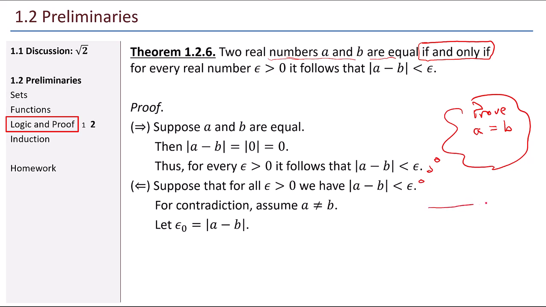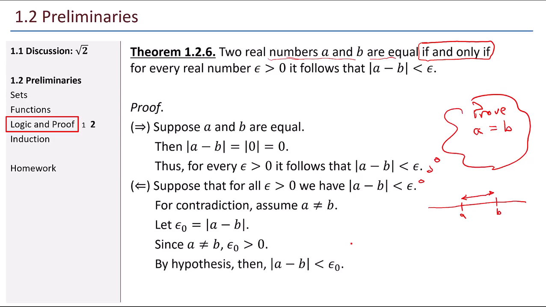So in my picture here, I have a real number line. Here's A, and there's B. And I'm assuming that they're not actually the same thing, so there really is some distance between them. That distance between A and B is my epsilon naught. Well, since A is not equal to B, epsilon naught really is greater than 0.